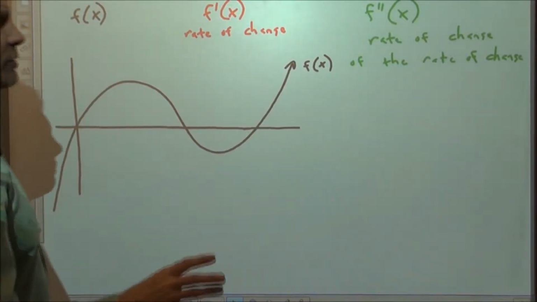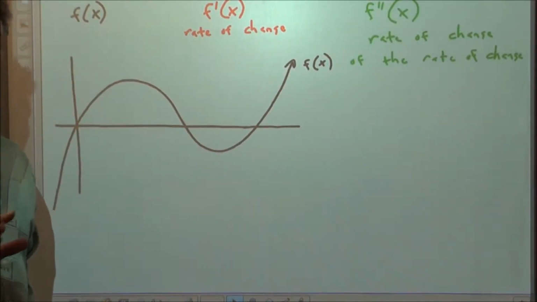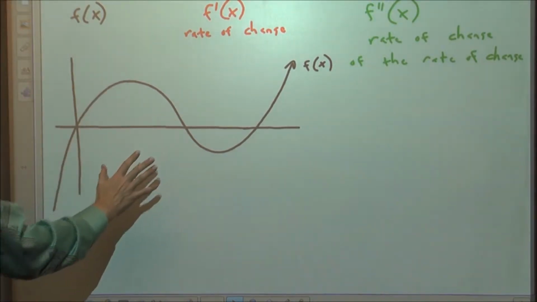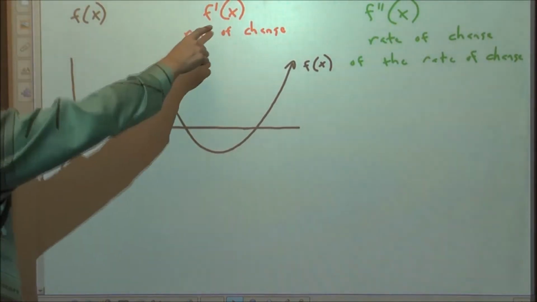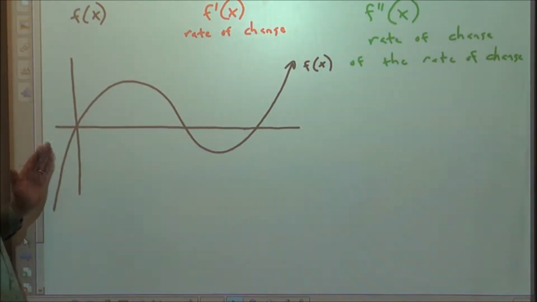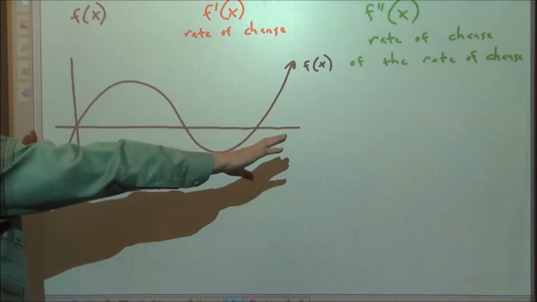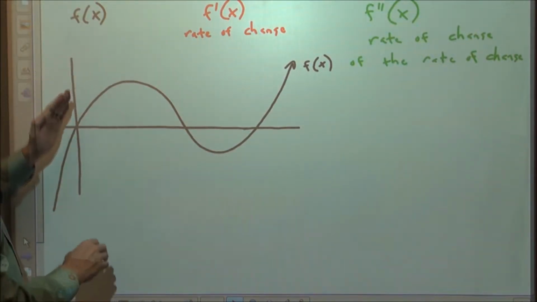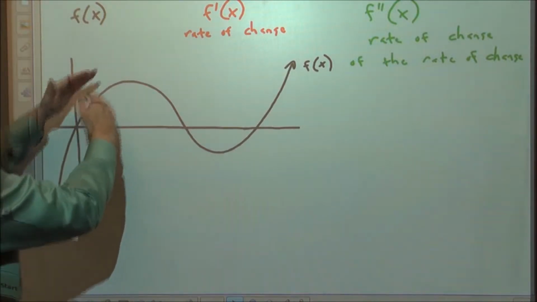An introduction to derivatives and using the power rule to find a derivative. We have an original function, which looks like a cubic, and our first derivative is the rate of change of the original function. So how is this function changing as x gets bigger? Well, the y's are getting bigger, and so the change is in a positive direction.